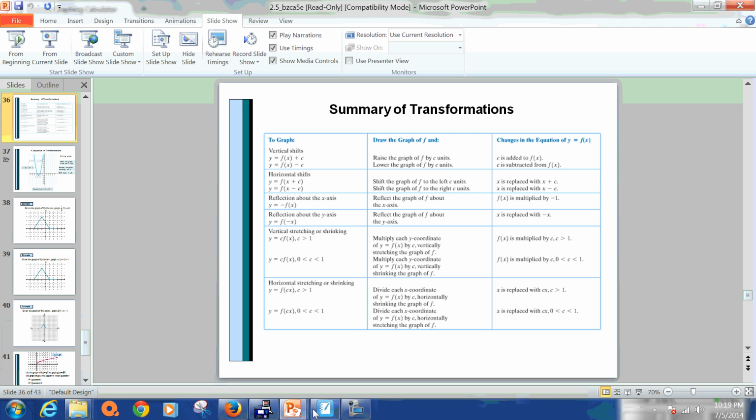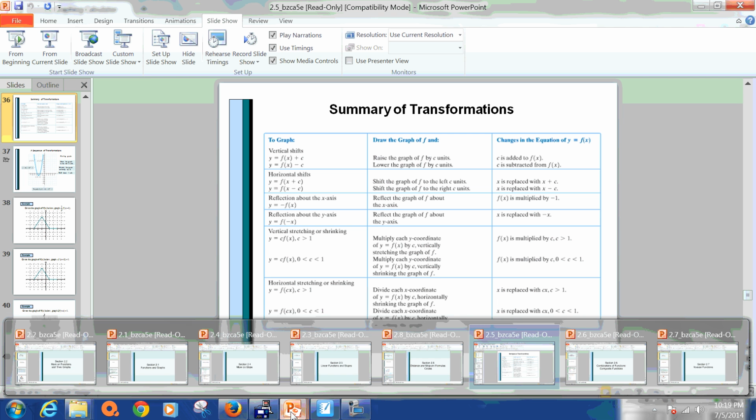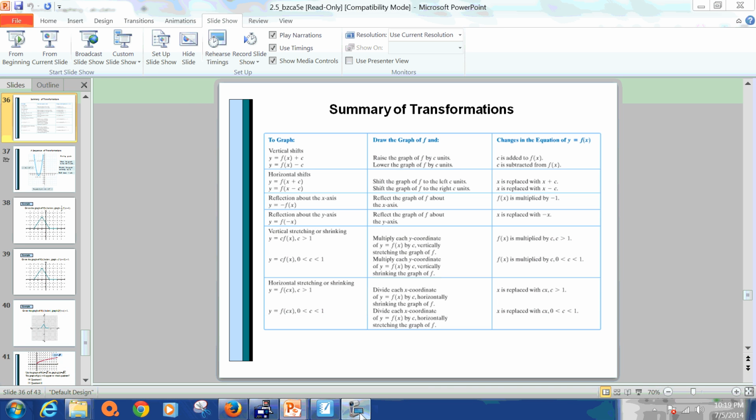For the next section, we're going to merge the idea of a composite and an inverse together. I'm going to do that in a separate video because that's going to take a little bit more time.